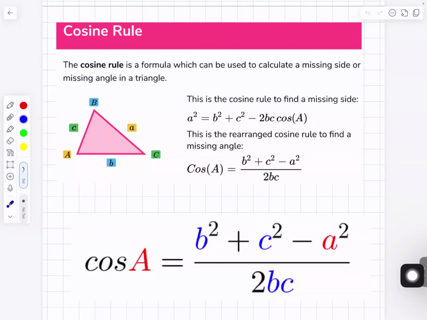We're going to be using the cosine rule. And the cosine rule, we're going to use this one at the bottom there. The one at the bottom is the one where you look for the angle. So make sure if you're looking for the angle, the side opposite the angle is the a squared. So we're going to use this one. That's the cosine rule, and you need to learn this rule for your A-level maths exams.